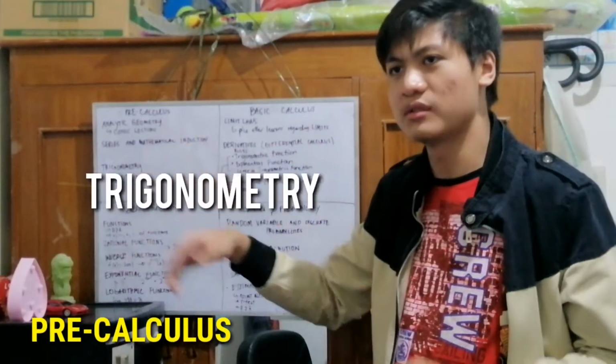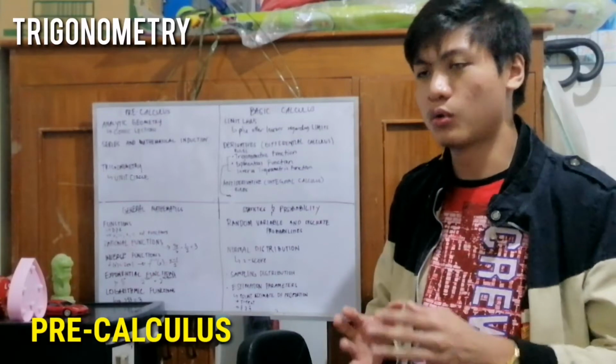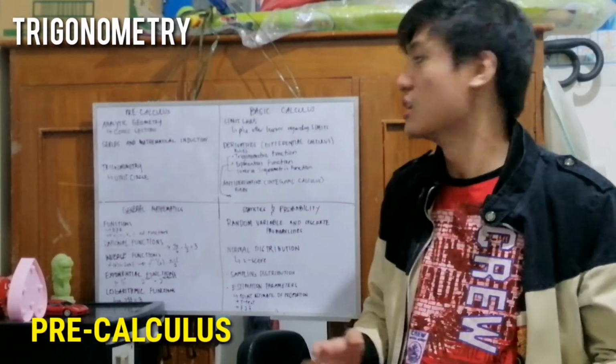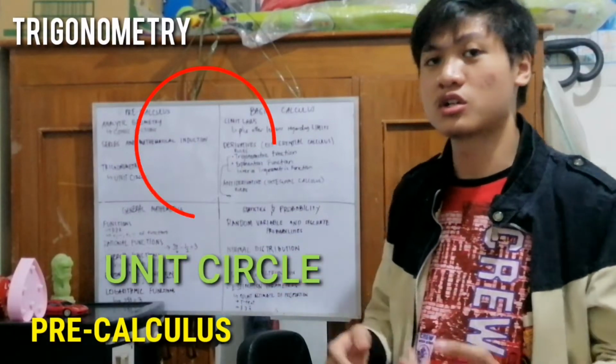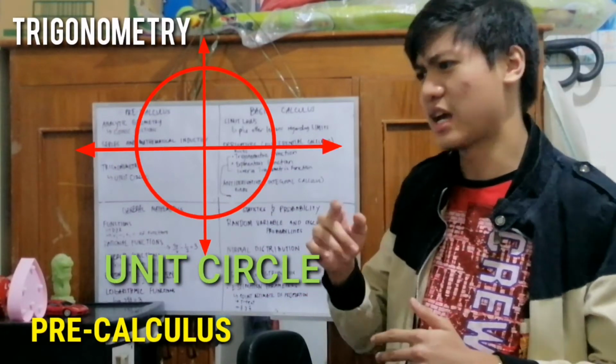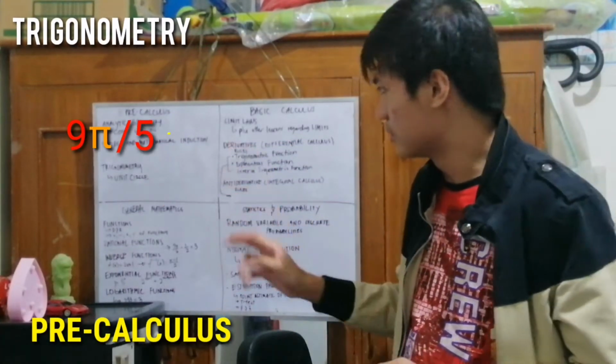Now for trigonometry, if you have learned SOH-CAH-TOA in grade 10 and grade 8, then we're always looking for the hypotenuse and the 2 legs. Well, here in grade 11, we're going to learn about the unit circle. For the unit circle, we're always going to tackle the pi symbol, and then more and more.